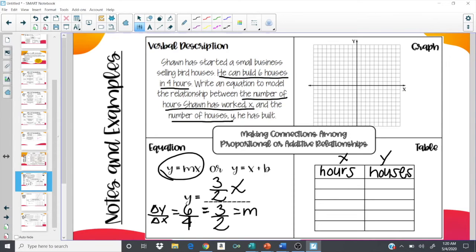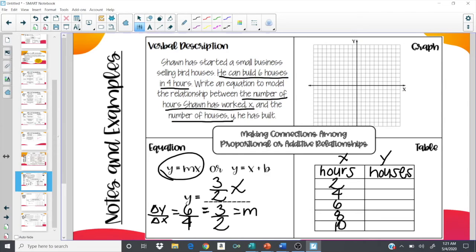Okay. So they give us one x and y relationship, or values, which is 4 and 6. However, I'm going to start with 2 and go by 2s. Okay? And we know that the slope is 3 over 2.